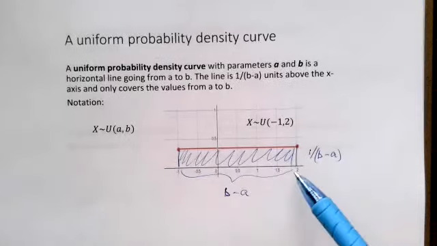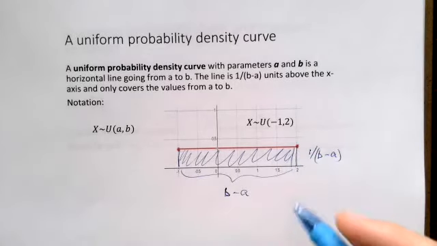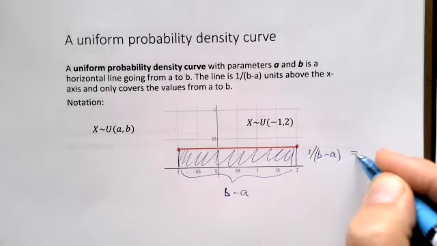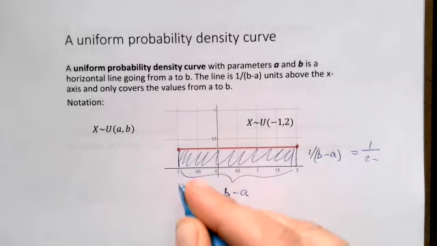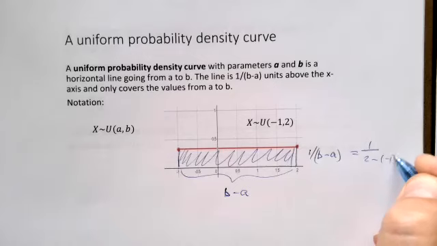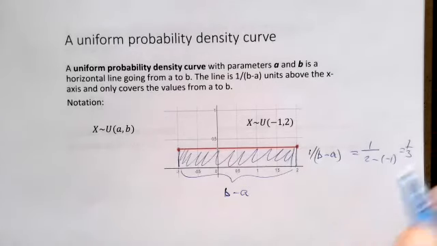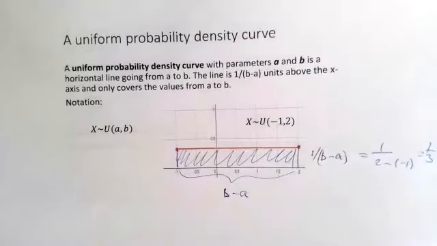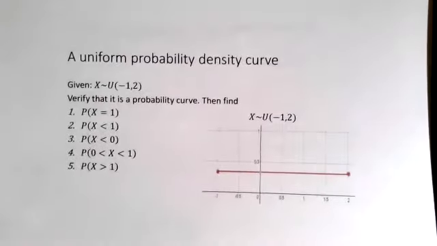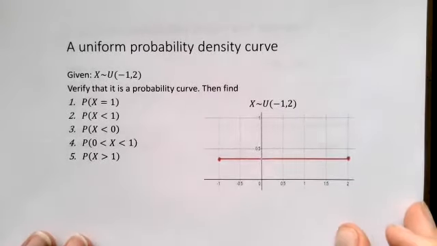So what is the height of this rectangle? Well, it's going to be 1 over 2 minus a negative 1. So it's going to be 1/3. So the height of this rectangle is 1/3. So let's use this distribution to find some probabilities.